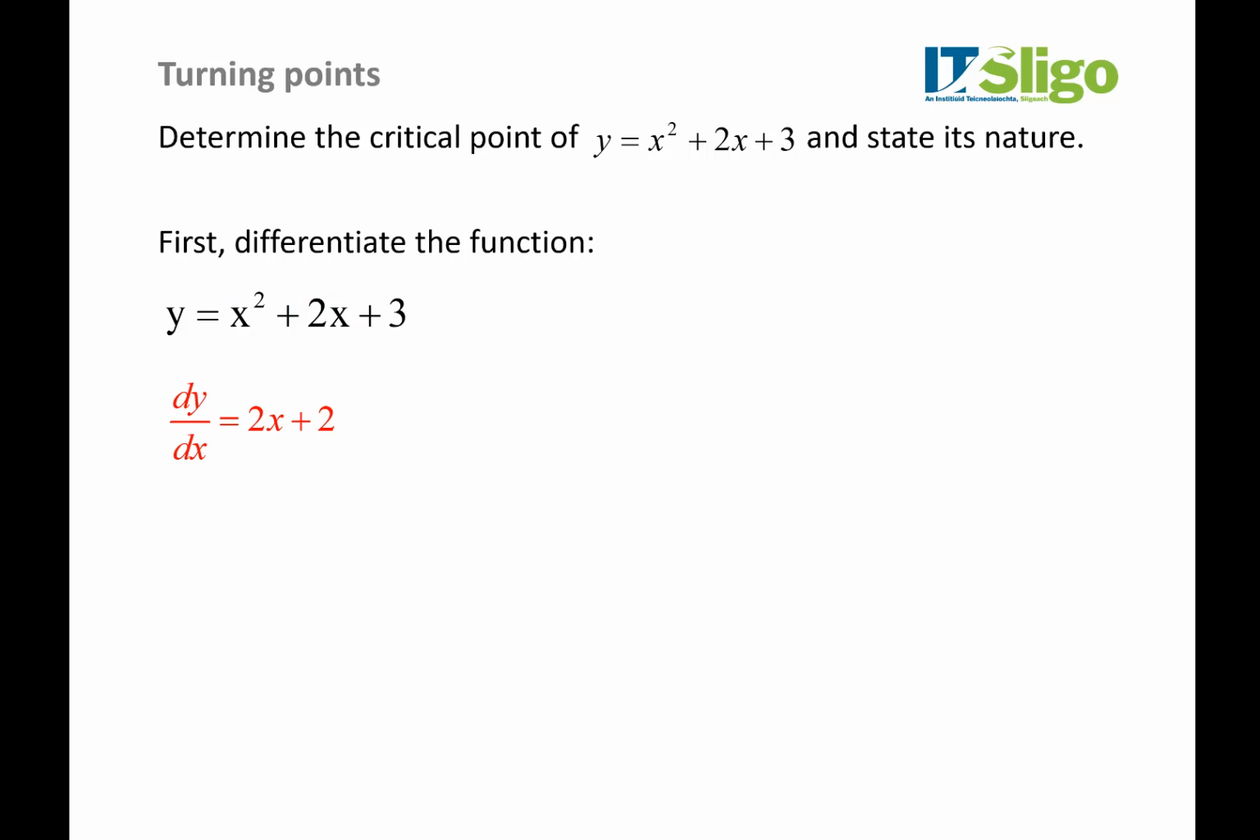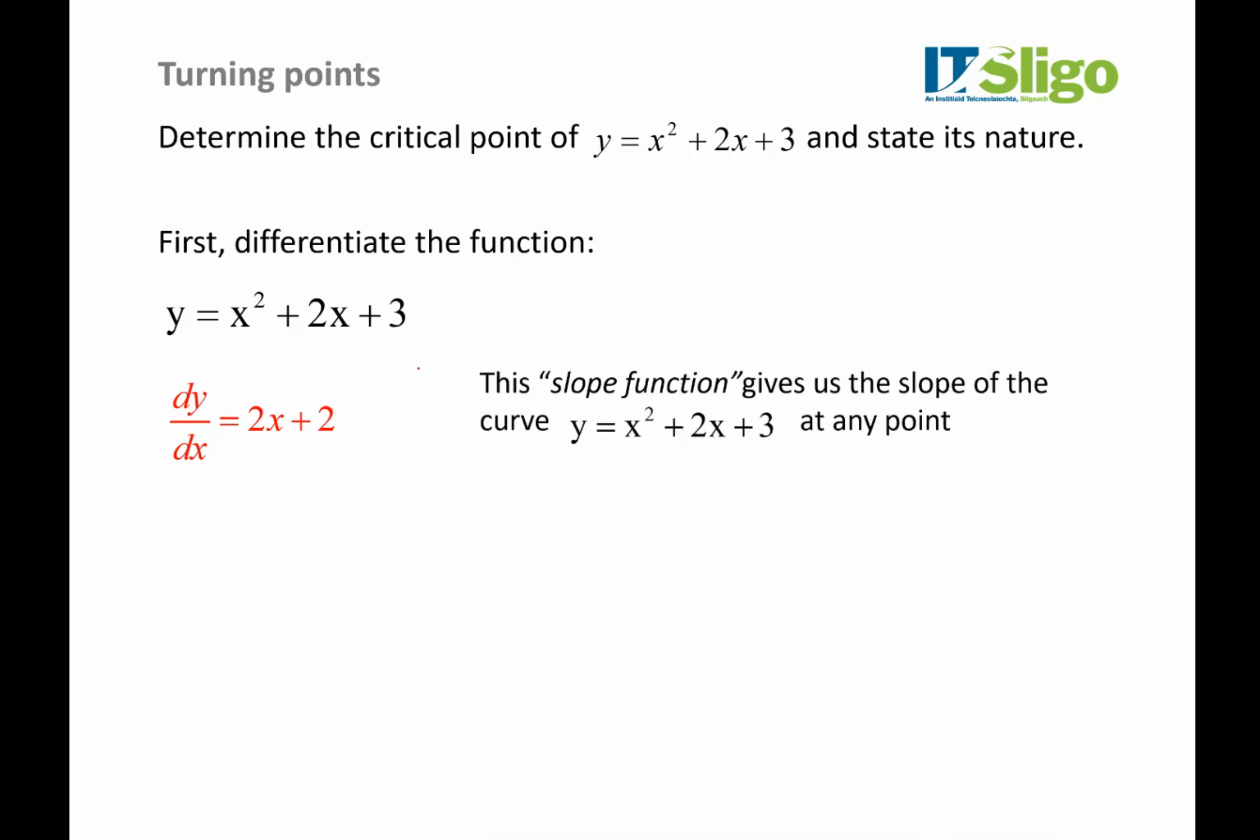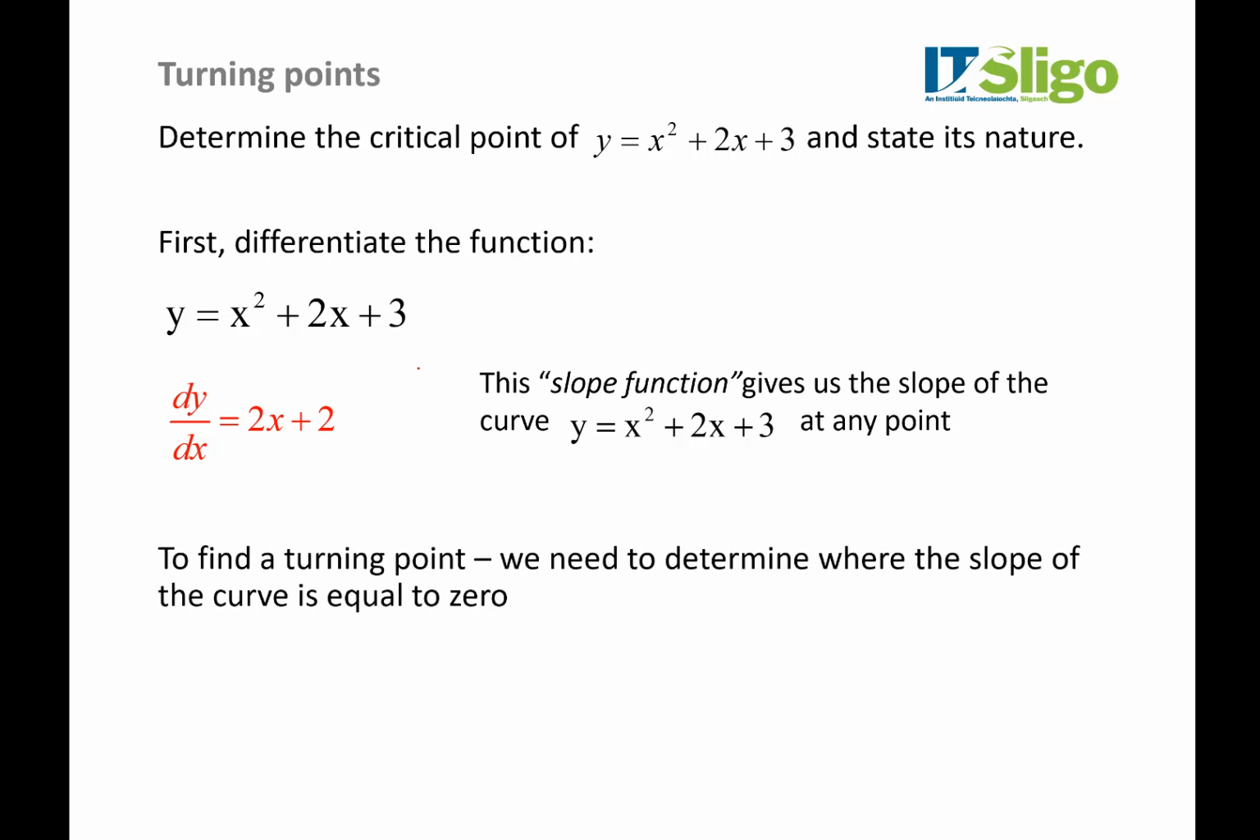Now, this is the slope function. This will give us the slope for any value of x. We can just feed in any value of x, and it'll give us the slope at that point. But we're interested in where dy dx is 0. So we want to make dy dx equal to 0. So we're really interested in letting this equation equal 0.